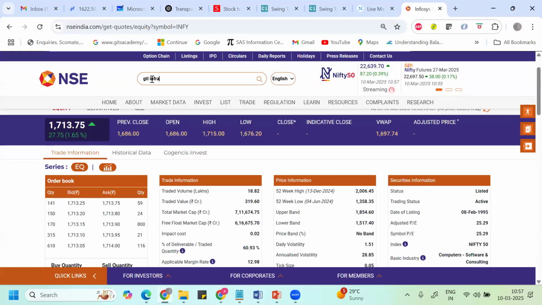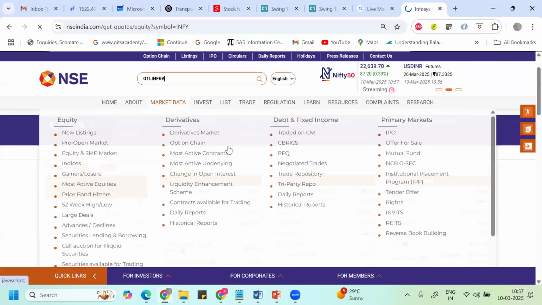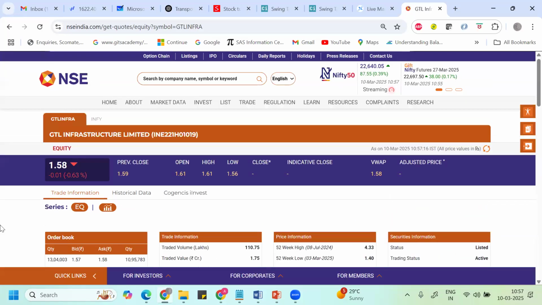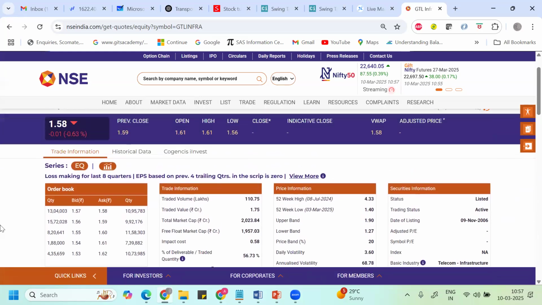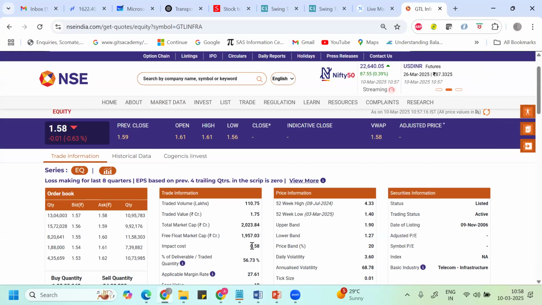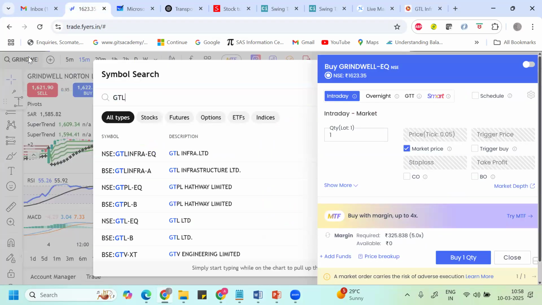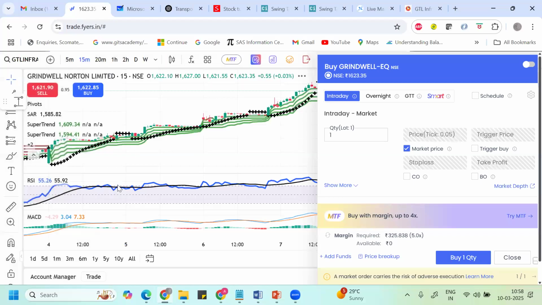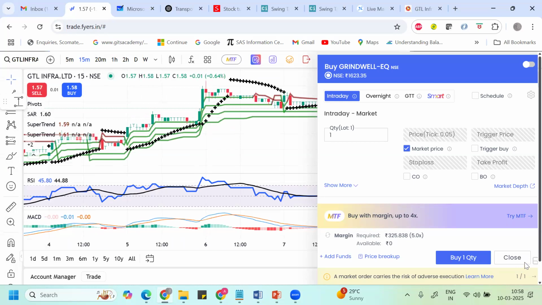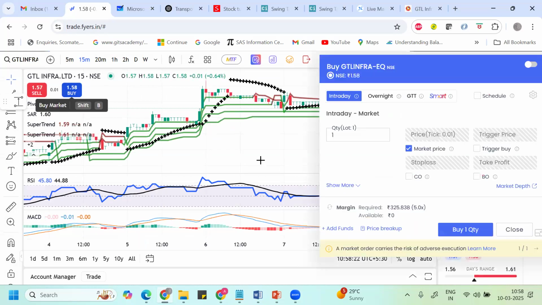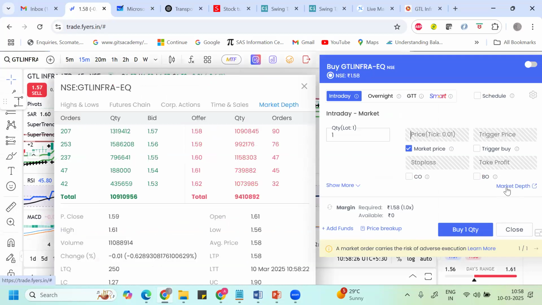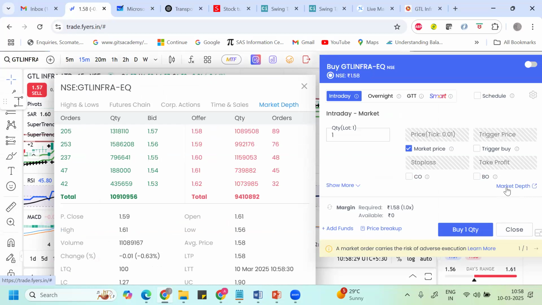Suppose I want to see the impact cost of GTL Infratech, or GTL Infrastructure. Imagine this stock is trading at one rupee 58 paisa. You can see the impact cost of this stock is 58.58%. You can see the buyers and sellers of this stock. Certain stocks, when you look at them, may not have much liquidity. If a stock does not have that much liquidity, then you might struggle when trading. It is because of the liquidity problem. Stocks that can have a liquidity problem automatically have a higher impact cost.